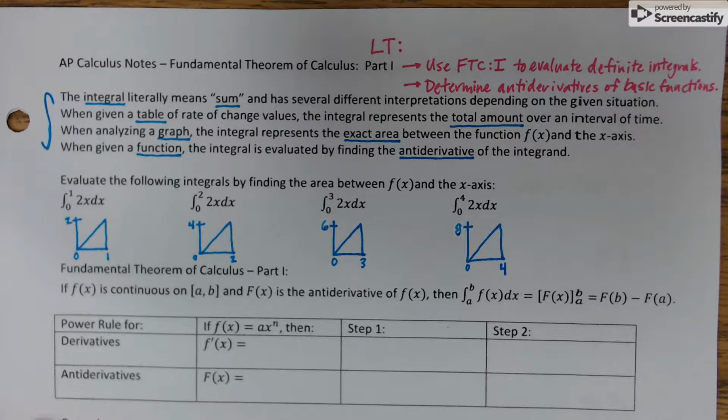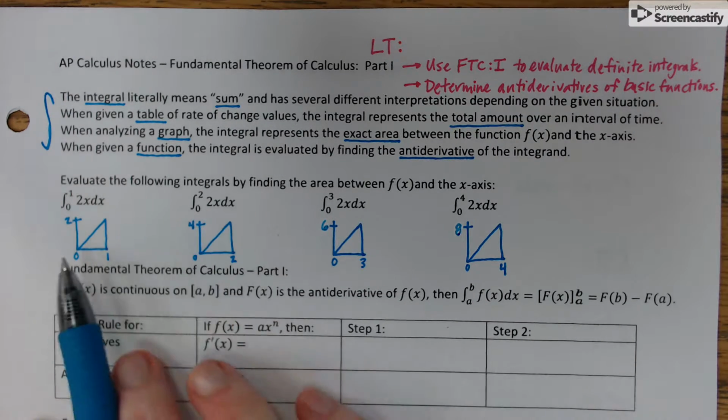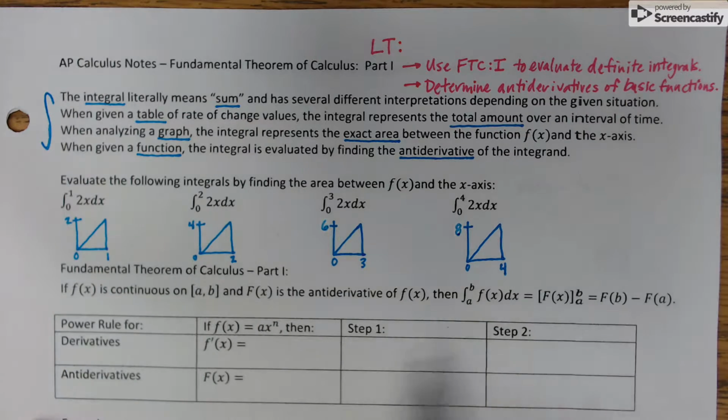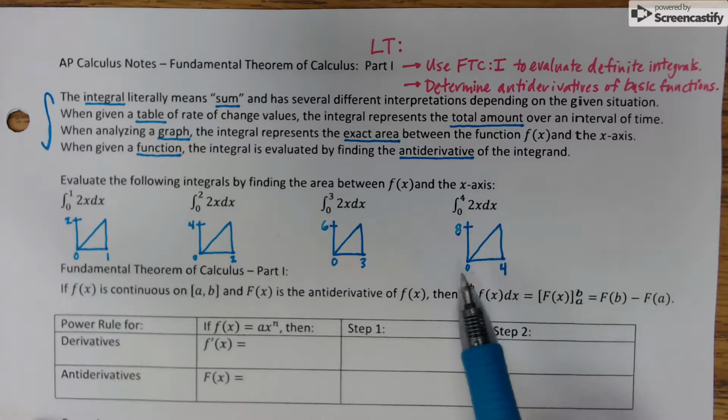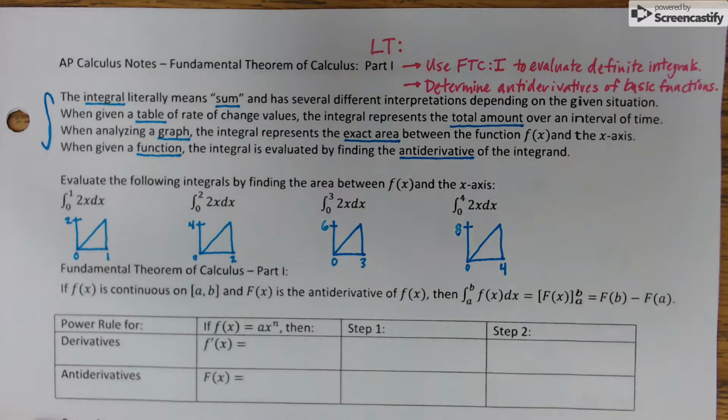So I'd like to make the connection between area and antiderivative by looking at the integral of the same function, 2x, over different intervals of time. So you'll see that the graph produces a triangle every time. So let's go ahead and find the area for each one.